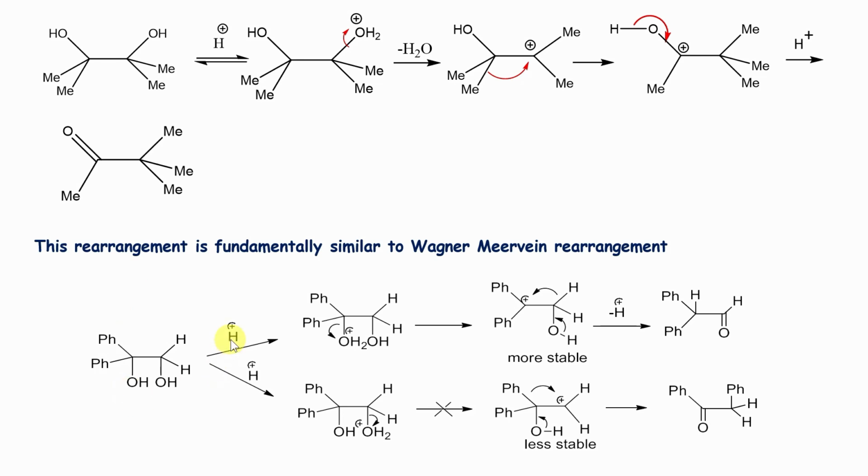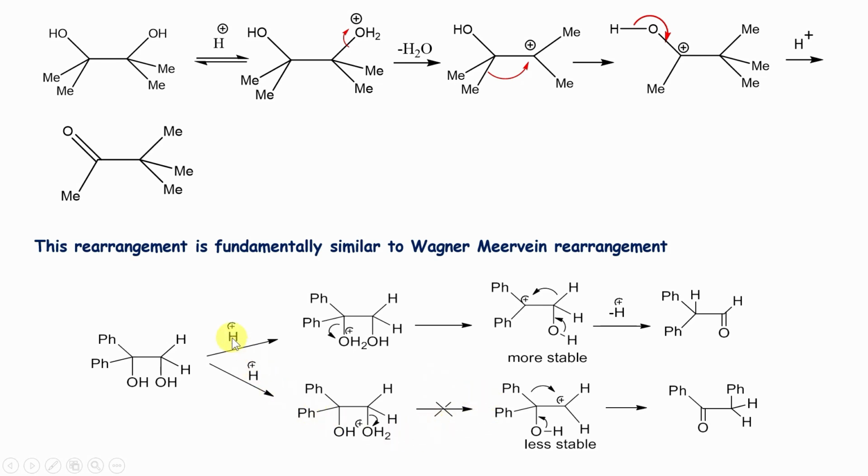If the proton attacks this hydroxy group, then we will get this protonated pinacol, from which water is eliminated to form this carbocation, but it is a less stable carbocation. It is less stable because it is primary. So this reaction will not take place.